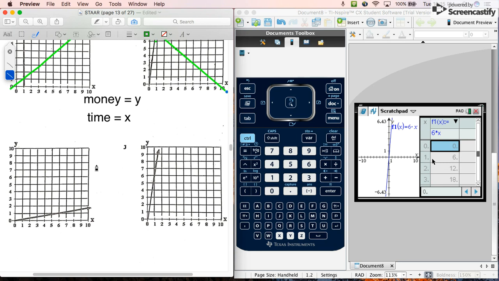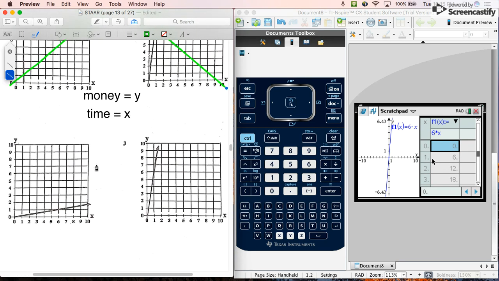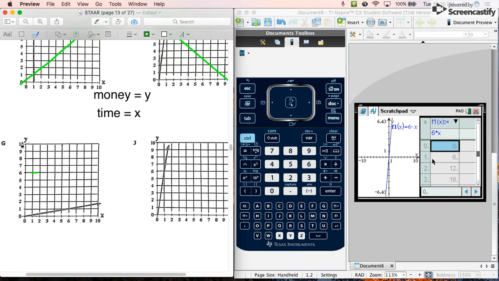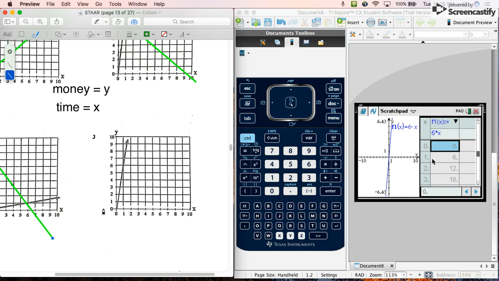So let's go over to letter G. This one's a lot easier to tell because when I go over to 1 on my X, I don't have anything at 6. There's literally nothing here. So I know that letter G is also incorrect. Just to be sure, let's look at letter J. I'm going to go over 1 and up 6. Sure enough, kiddos, there is a point at 1 and 6. My answer is J.